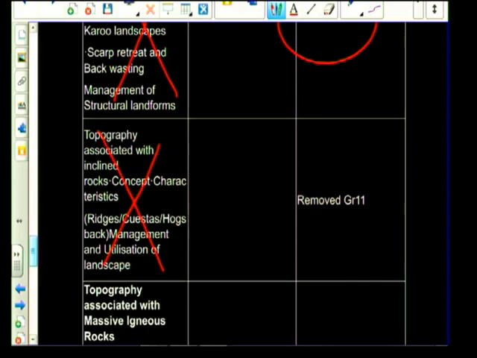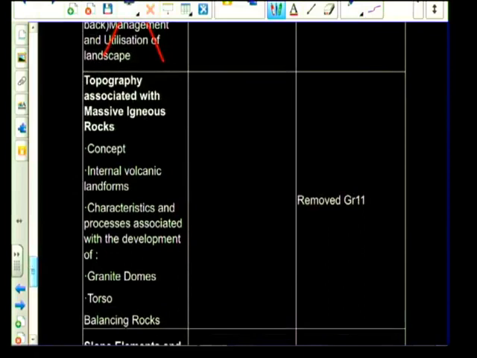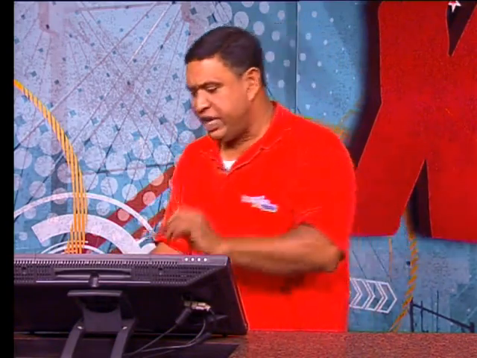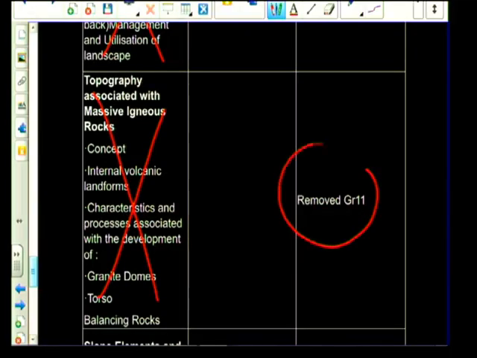You understand? Topography associated with inclined rocks, in paper 1, not there. You understand? Topography associated with massive igneous rock, not there. But please revise those sections. You understand? Because work can be taken from the past, okay, especially with your map work sections. All right, all these sections for your theory have been removed to the grade 11 curriculum.